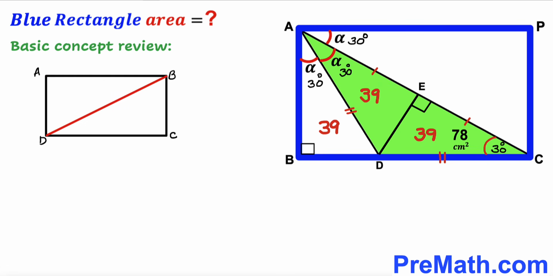And likewise, if we have this diagonal BD the other way around, then this diagonal is going to divide the area of this rectangle into two equal parts. This triangle area is going to be equal to this triangle area. And we are going to apply this concept on this given problem.